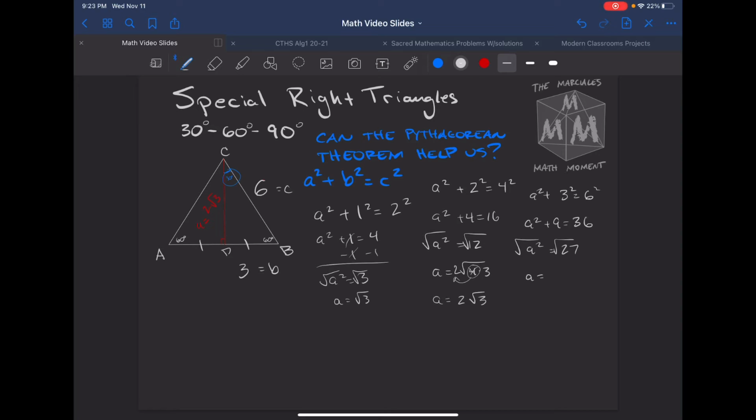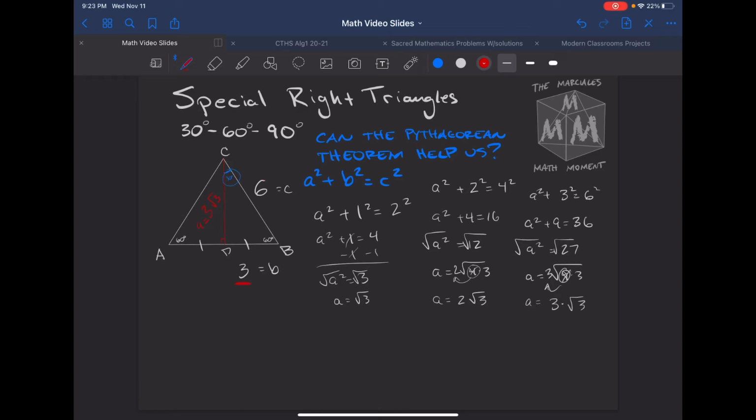I get a equals, well, 27 is really 9 times 3. 9 is a perfect square, comes out to be 3. So I get a equals 3 times the square root of 3. And you'll notice a pattern.